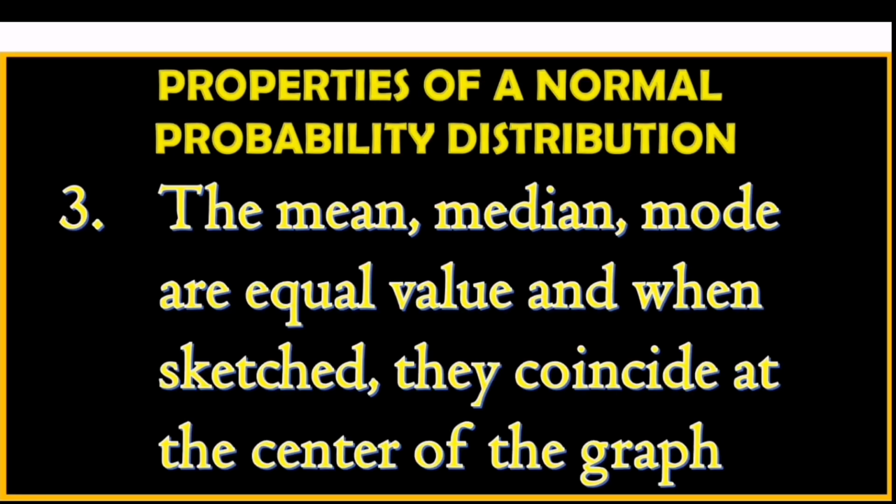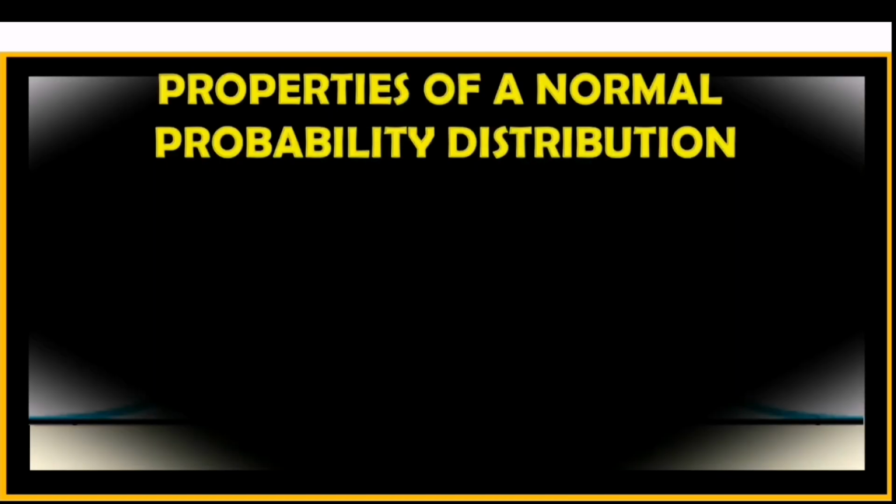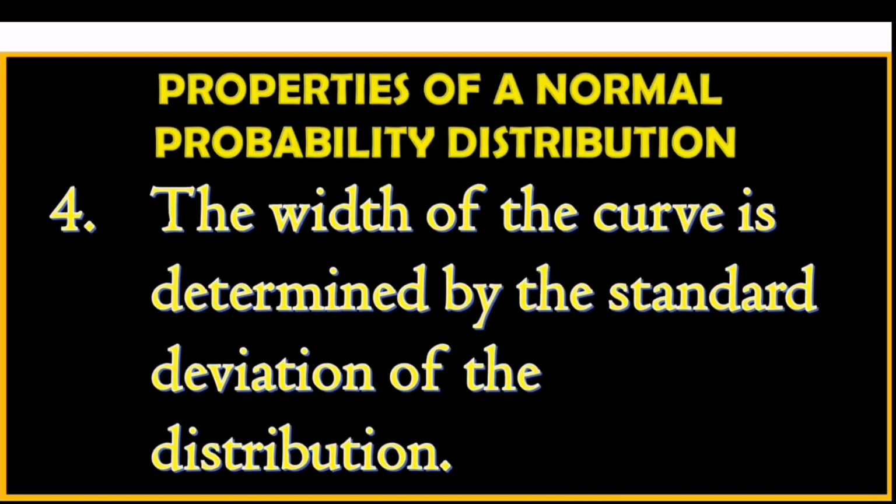The mean, median, and mode are of equal values, and when sketched, they coincide at the center of the graph. The width of the curve is determined by the standard deviation of the distribution. A standard normal curve is a normal probability distribution that has a mean value equal to 0 and a standard deviation equal to 1.